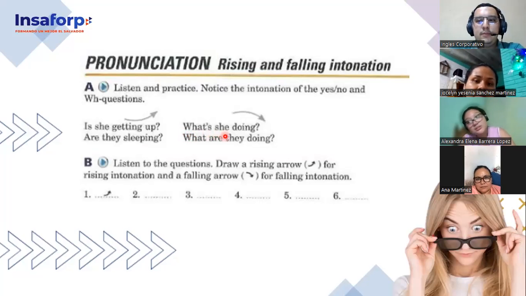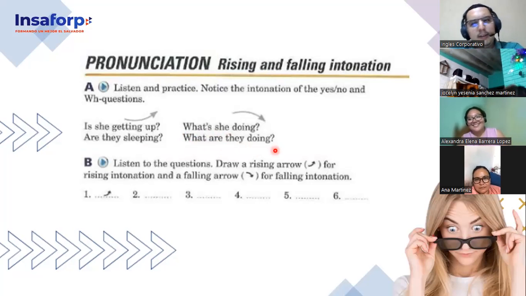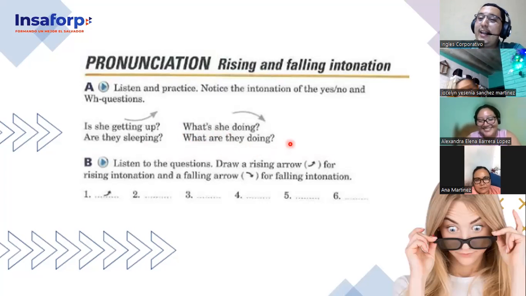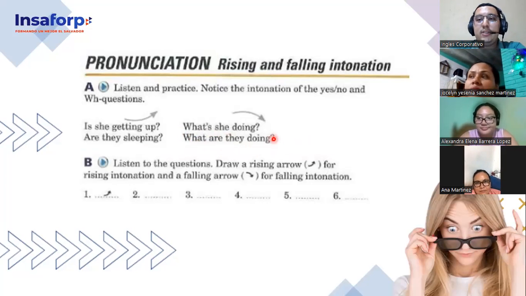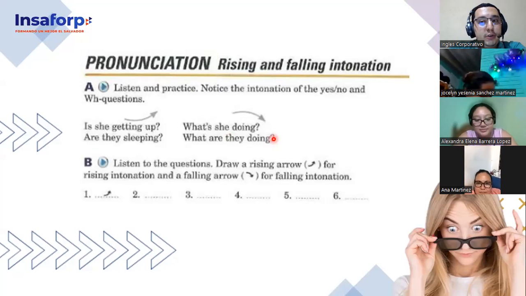Okay, what about this one? What's she doing? Okay, it sounds like a kind of peaceful tone. What's she doing? Okay, let's move to the next one. What are they doing? Oh, we are doing a lot of things. You see how the stress and the rising and falling intonation can affect how we transmit a message, an idea, or a feeling that we want to share with another person or the ones around us.